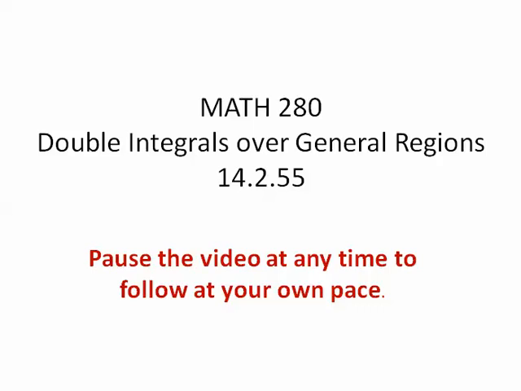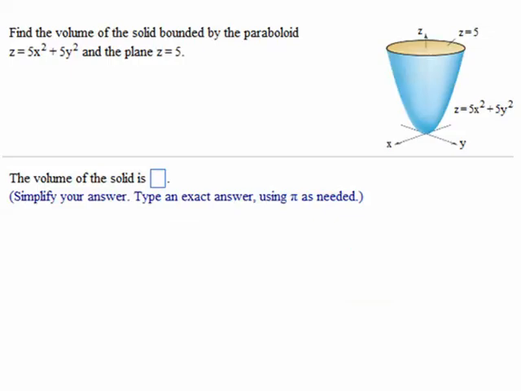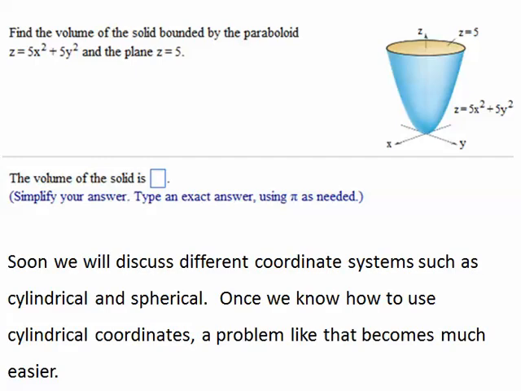Double integrals over general regions. Find the volume of the solid bounded by the paraboloid and the plane. We're going to find out that doing this problem in cylindrical coordinates is much simpler and faster. For now, we'll be using rectangular coordinates.